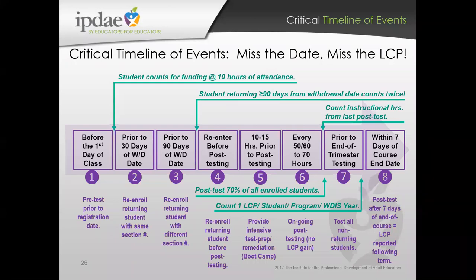Number 6, be sure that you have ongoing post-testing. Test every 70 hours if you can. Gives them multiple opportunities to pass. And prior to the end of the trimester, number 7, make sure that you test every student who has not yet tested. Finally, at 8, be careful with students that post-test at the end of the trimester or don't post-test at the end of the trimester. Sometimes when you're at the very end of the WITIS year, that LCP will count, but it'll carry over to the following year, and it won't count for the NRS performance for that year.